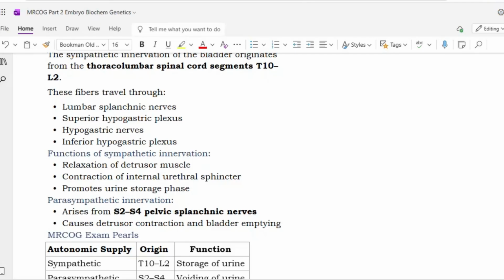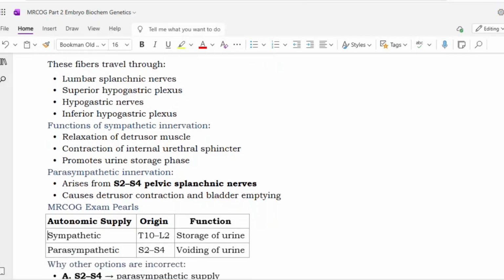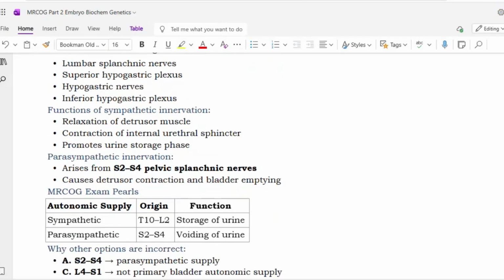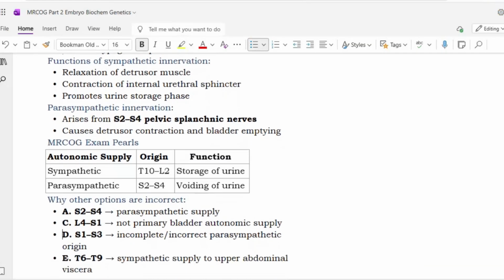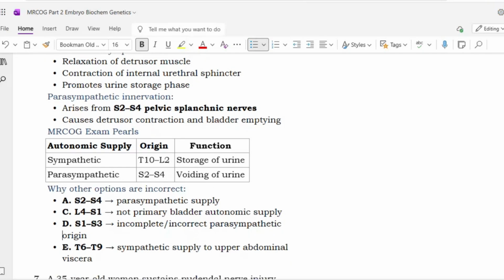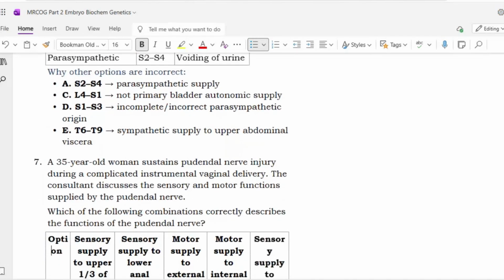So these small mistakes we should not commit. Sympathetic is from T10 to L2, related to the storage of urine, while parasympathetic is S2 to S4, related to the voiding of urine. S2 to S4 is the parasympathetic supply, L4 to S1 is not a primary bladder autonomic supply, S1 to S3 is an incorrect parasympathetic origin, and T6 to T9 is the sympathetic supply to the upper abdominal viscera.